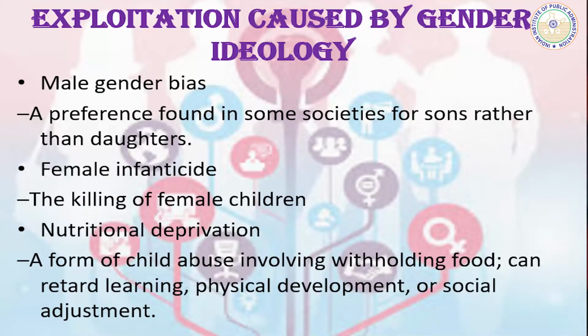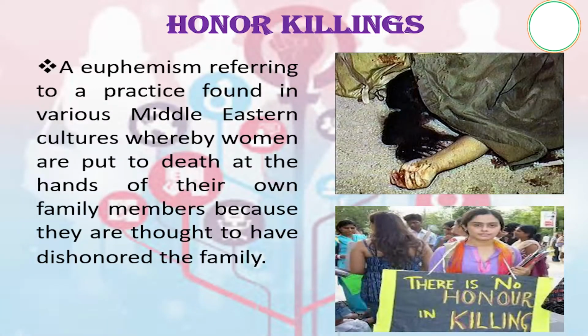Male gender bias, a preference found in some societies for sons rather than daughters. Female infanticide, the killing of female children. Nutritional deprivation, a form of child abuse involving withholding food, can retard learning, physical development or social adjustment. Honor killing. This refers to a practice found in various Middle East cultures whereby women are put to death at the hands of their own family members because they are thought to have dishonored the family.